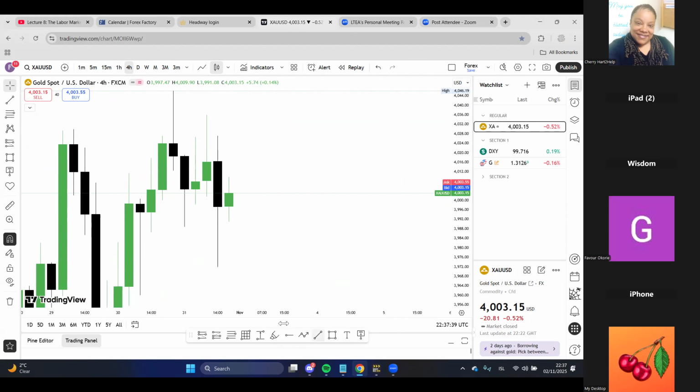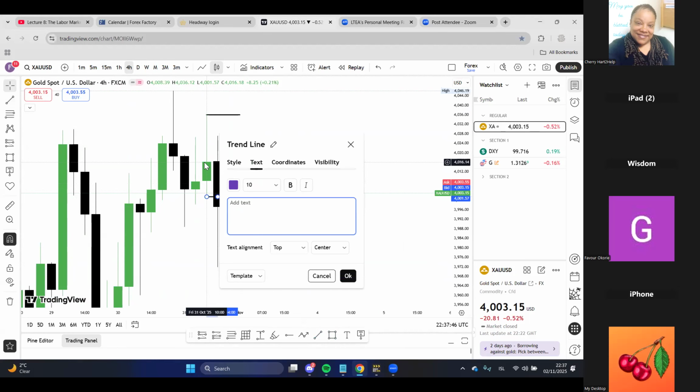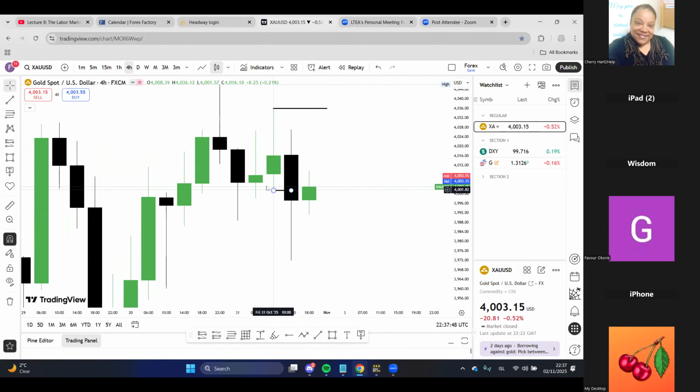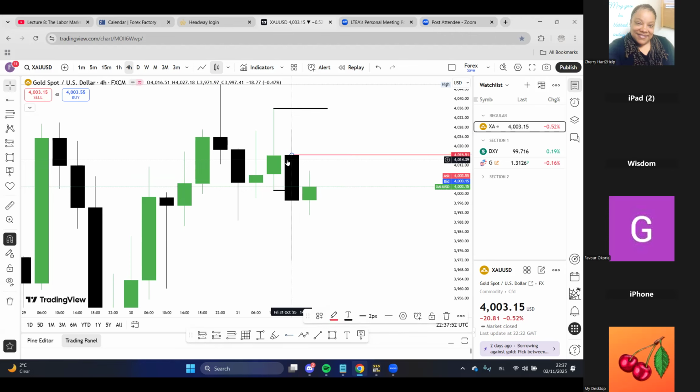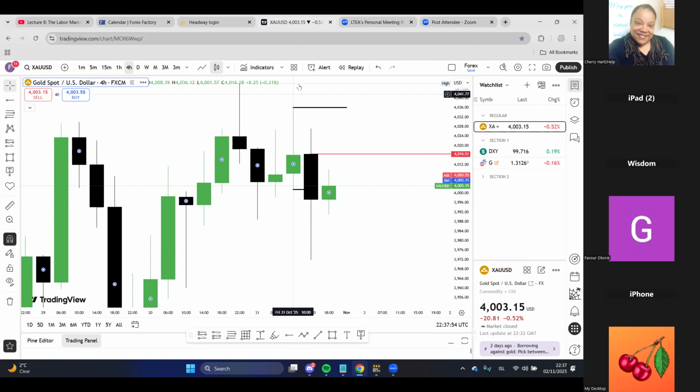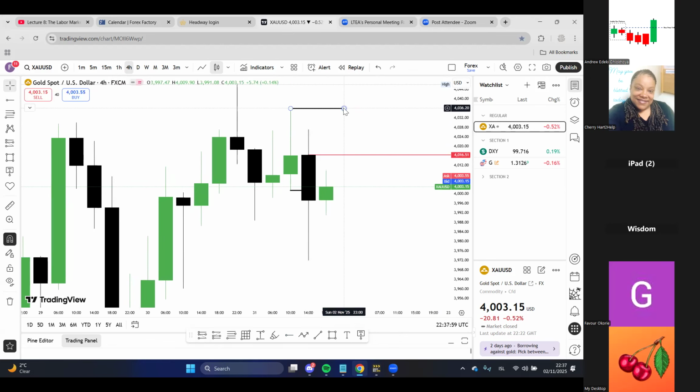So this was the previous 4 hour. In this case, this was the previous 4 hour before my New York session time open, right? So it closes right here. And what candle do I want to trade? I want to trade this particular candle right here. So where does it open? It opens right here. I have already identified my 4 hour highs and lows.